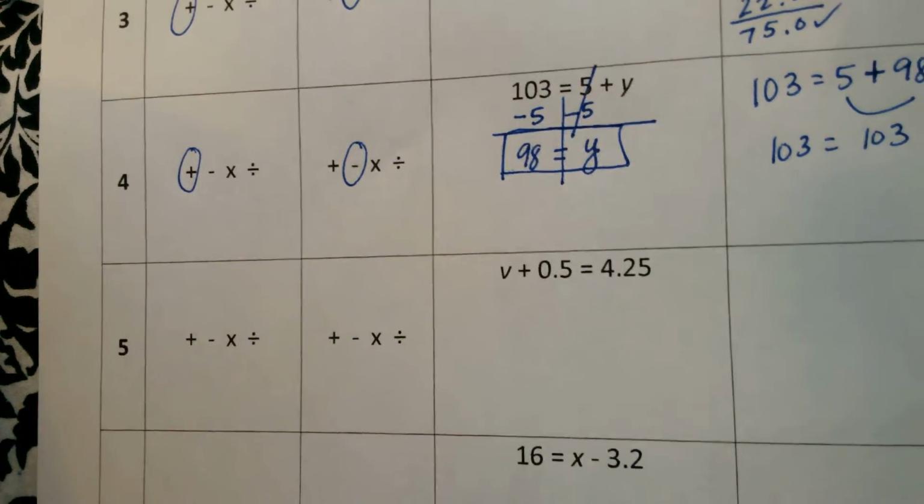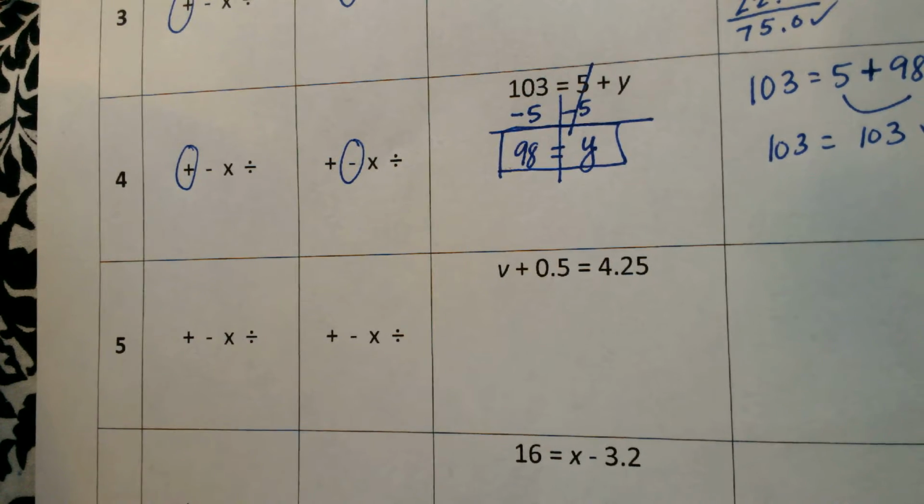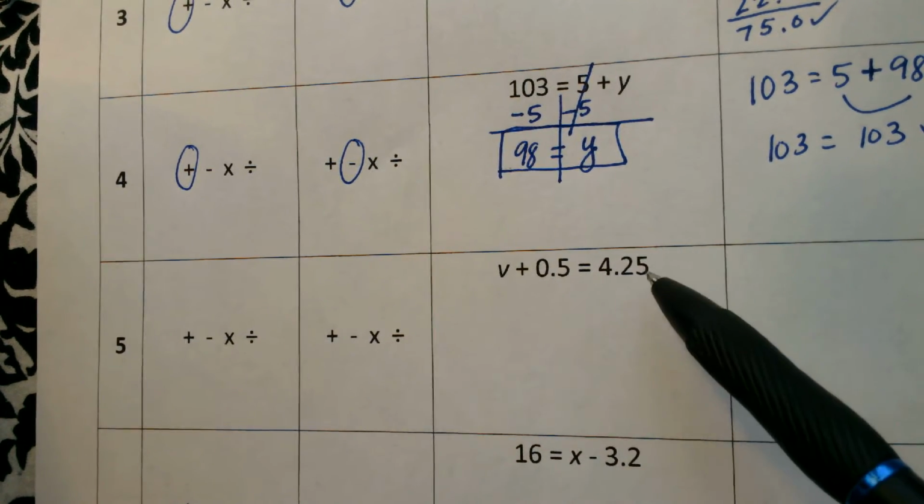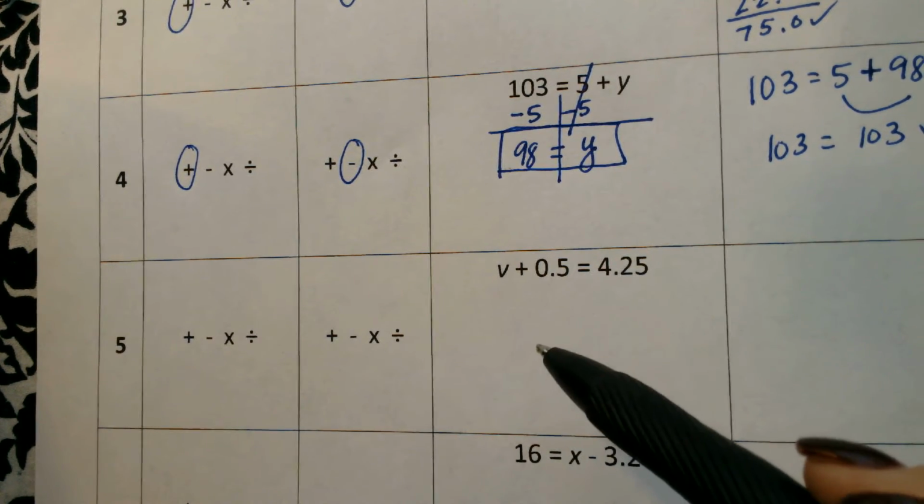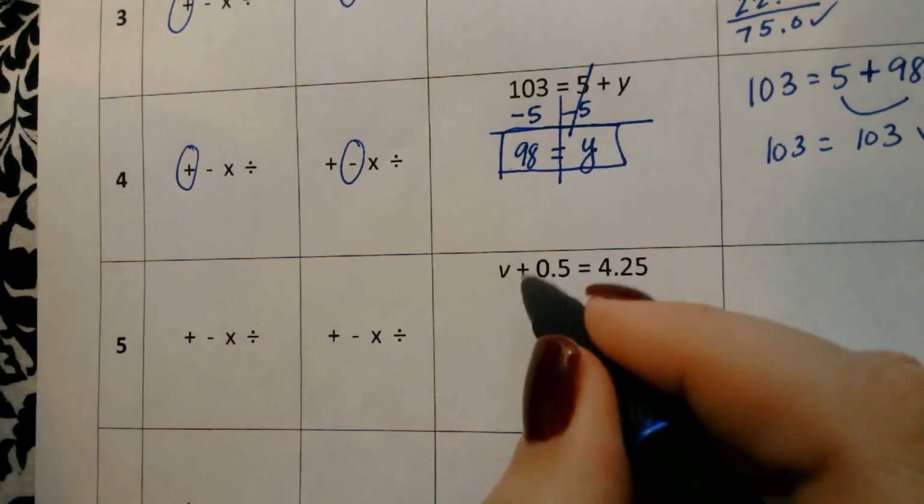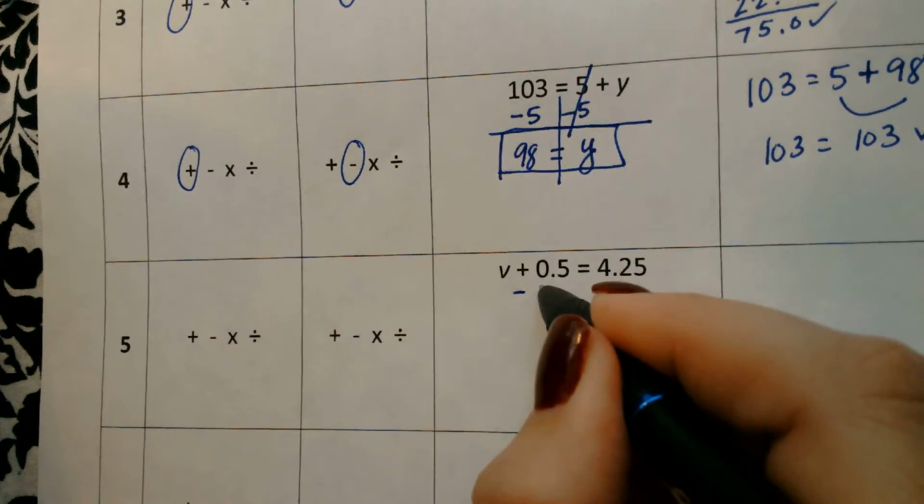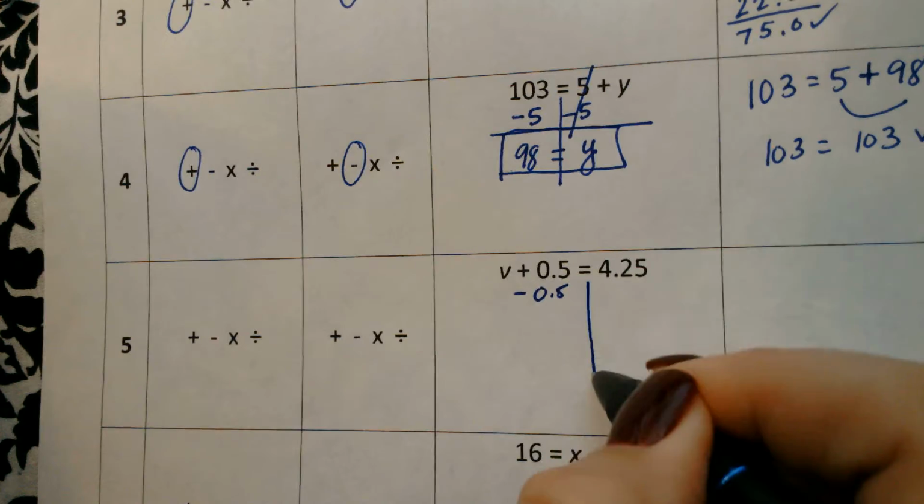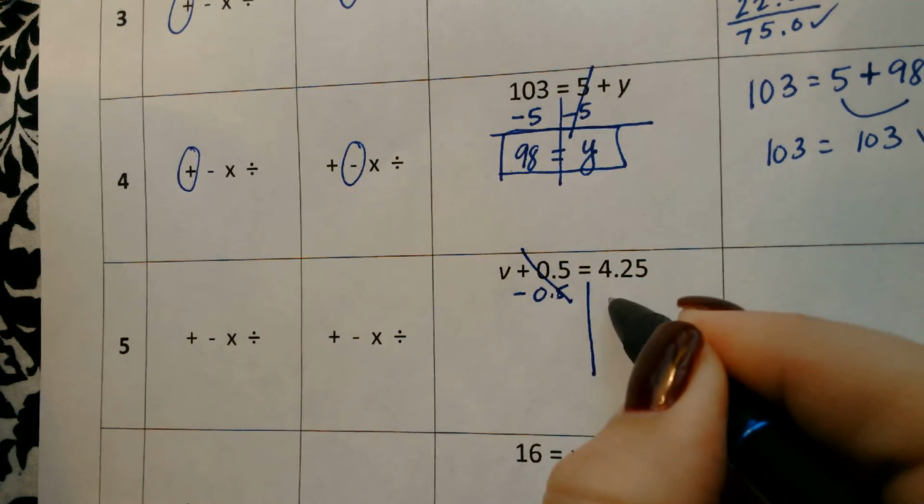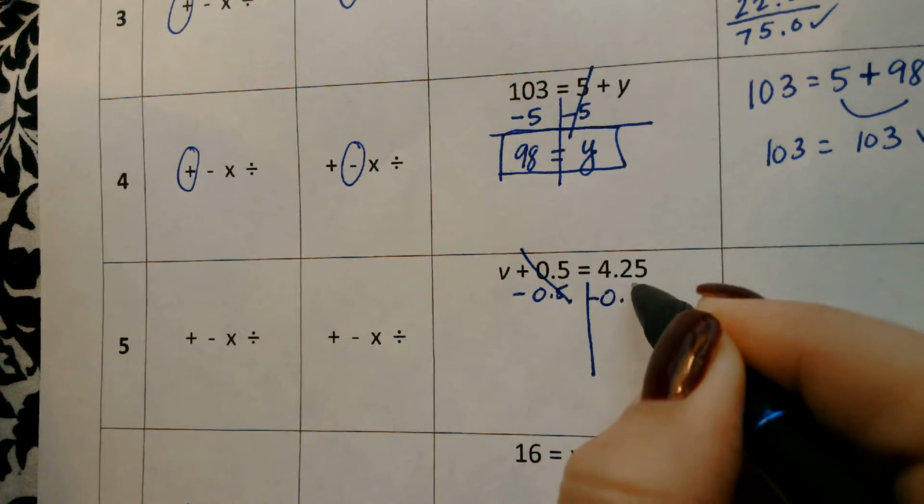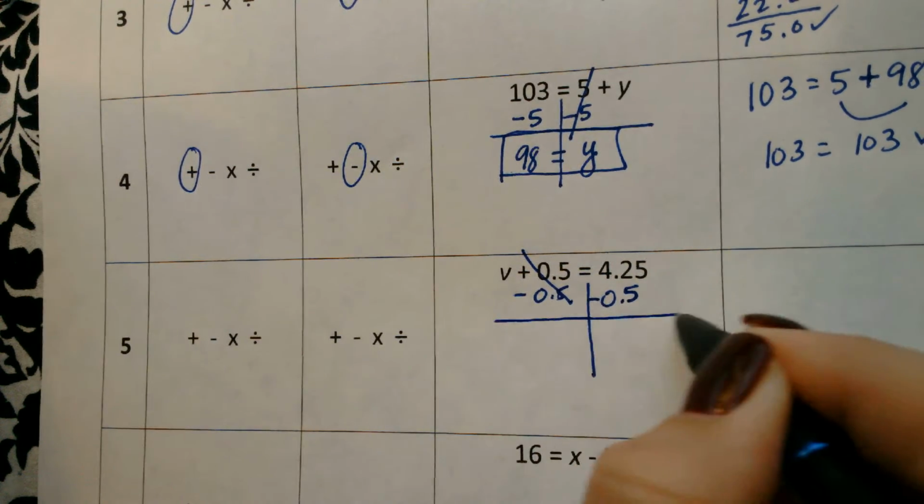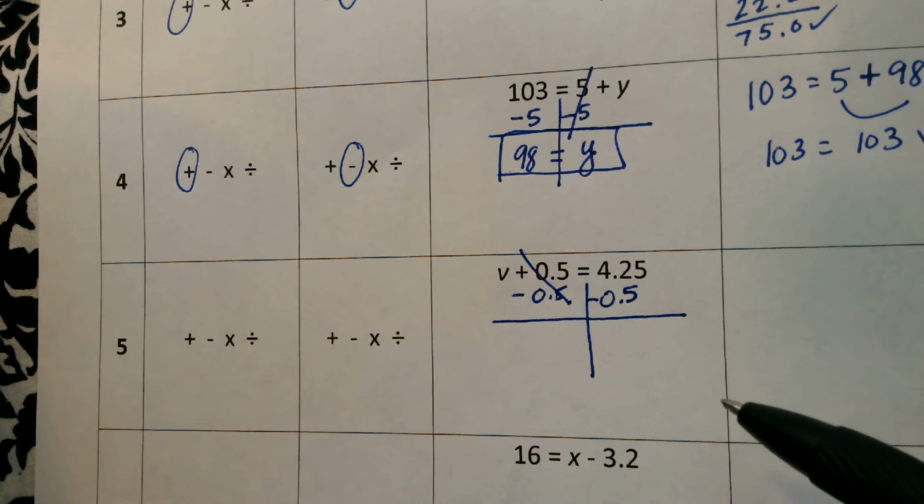Number 5, we got decimals. Looks a little different than the last one. It's not a big deal. You can still do the same steps. This is addition, so we're going to actually subtract 0.5 from both sides. Those go away. I'm going to subtract 0.5. Make sure you line it up correctly here with those decimals.